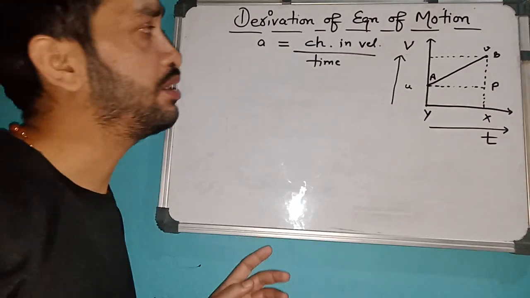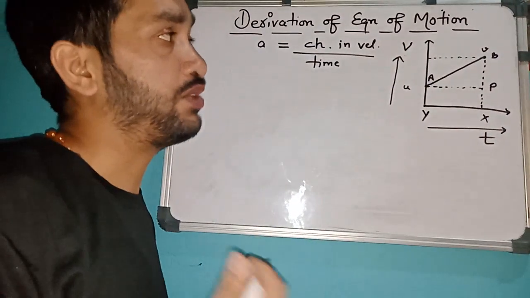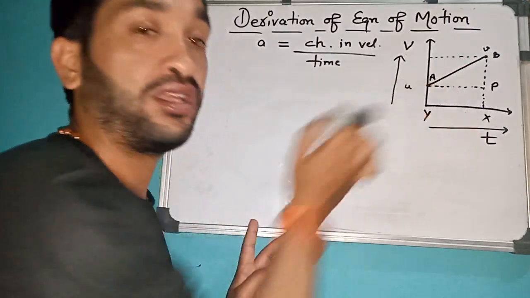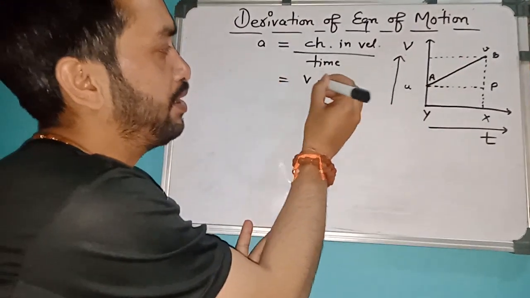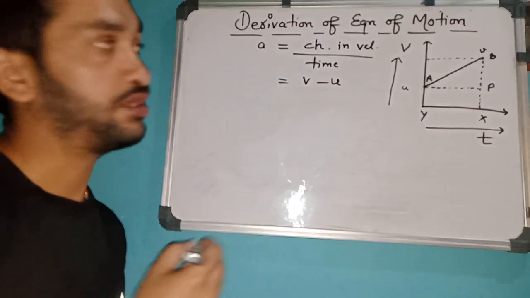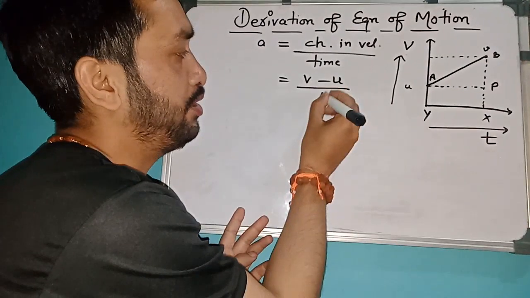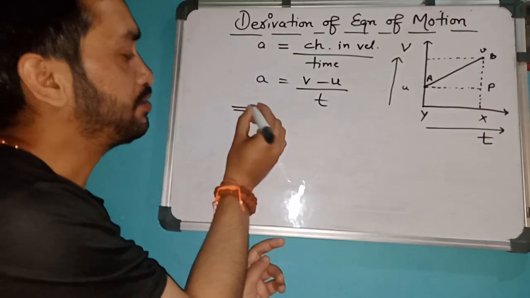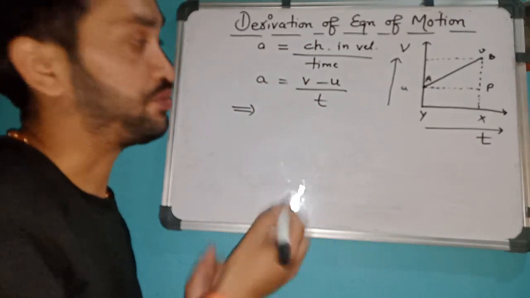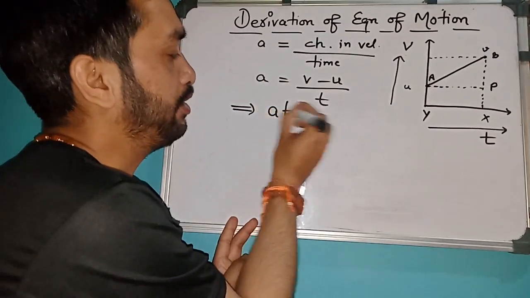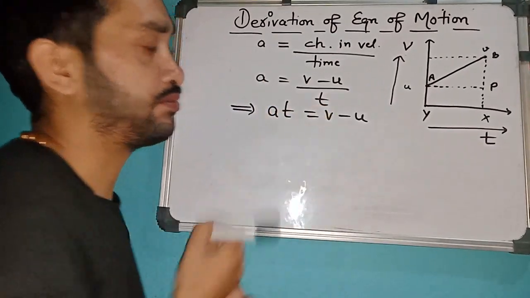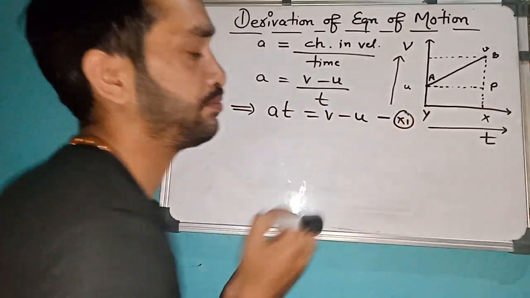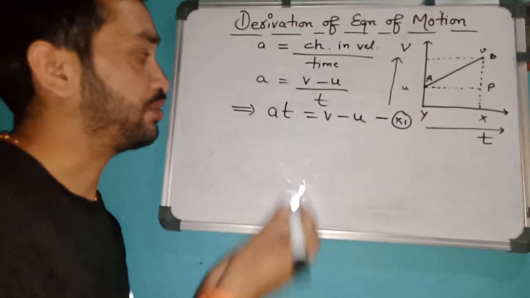So change in velocity upon time. Now see, what is the change in velocity? Final velocity is v, initial velocity is u, so change will be v minus u, very simple, upon time, which is t. What is a? Acceleration is a. So a equals (v minus u) by t. Take t there, so at is equal to v minus u. Let us take it as equation number x1.